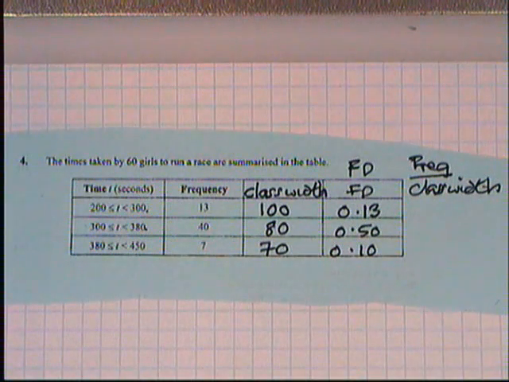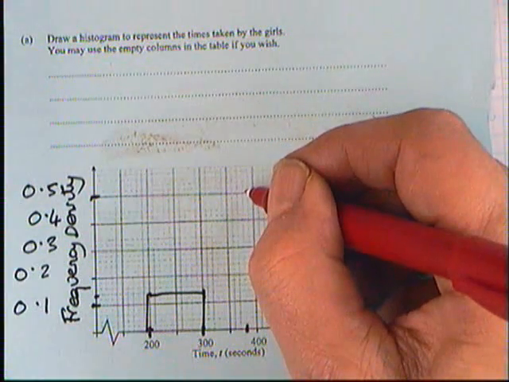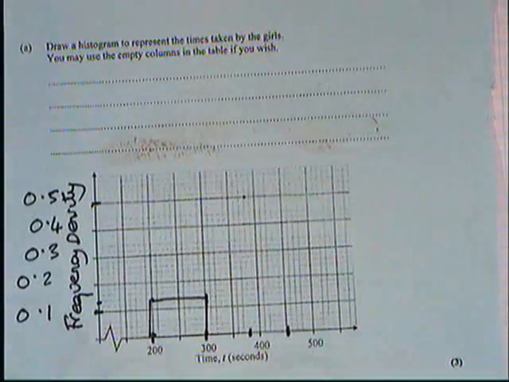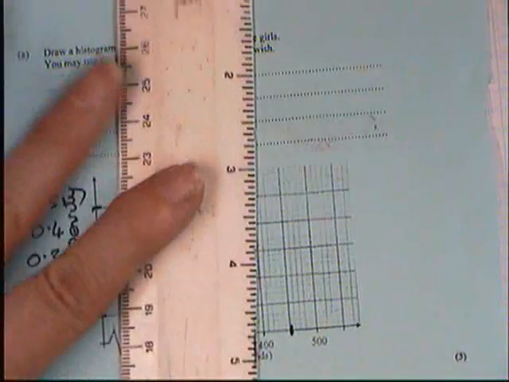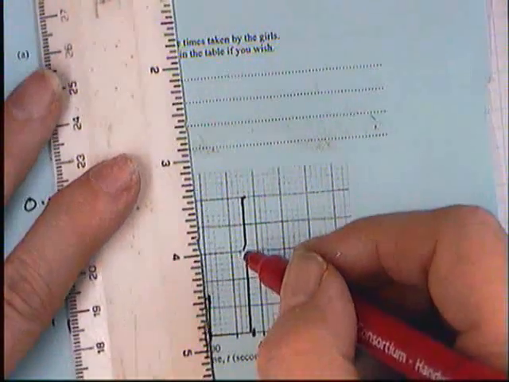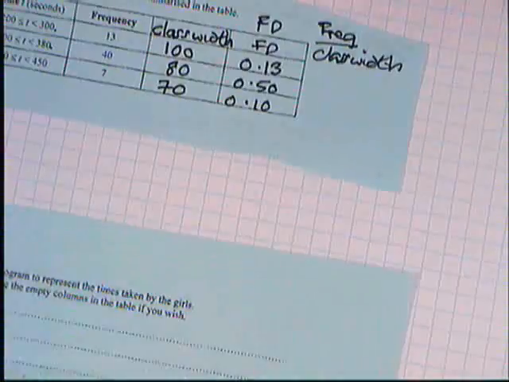The second bar goes from 300 to 380 and it goes up to 0.5, which is up here. So 300 to 380. Just draw it with the ruler. There's my second bar. There's the top of my second bar there.